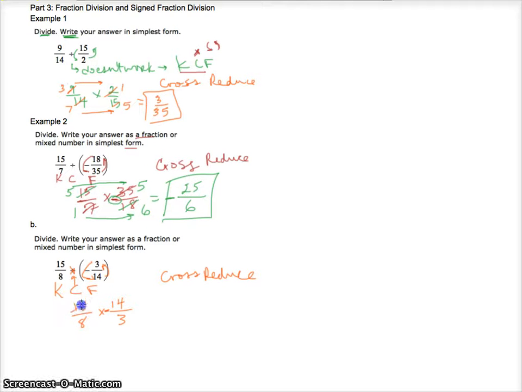I've got 15 and 3, so if I divide both of them by 3, that gives me 1 and 5. Now 8 and 14 is going to be tougher, but 8 and 14 are even, so I can divide them by 2. 8 divided by 2 is 4, 14 divided by 2 is 7, and now I multiply straight across. 5 times 7 equals 35. 4 times 1 is 4, and I have 1 negative, so negative 35 over 4. I cannot reduce this anymore. That's just my answer. Go ahead and complete any unfinished examples. Have fun.